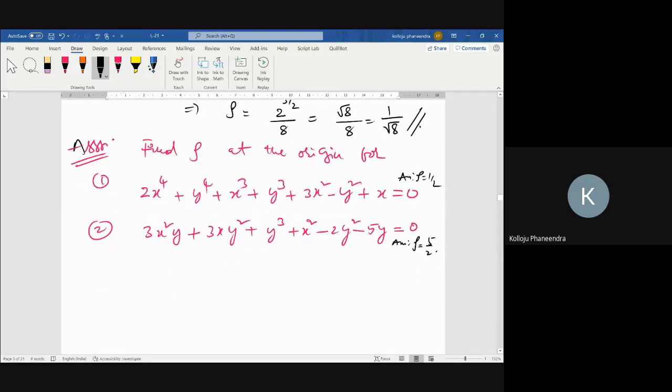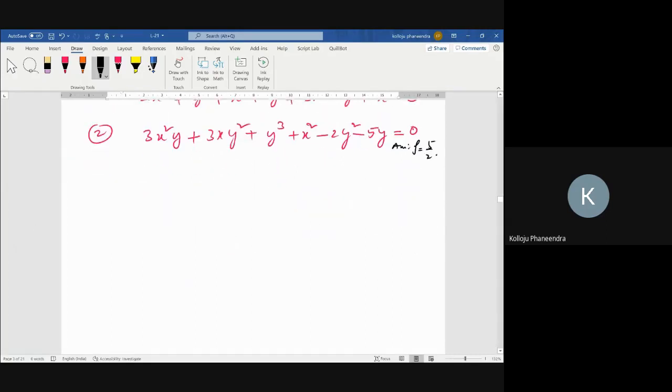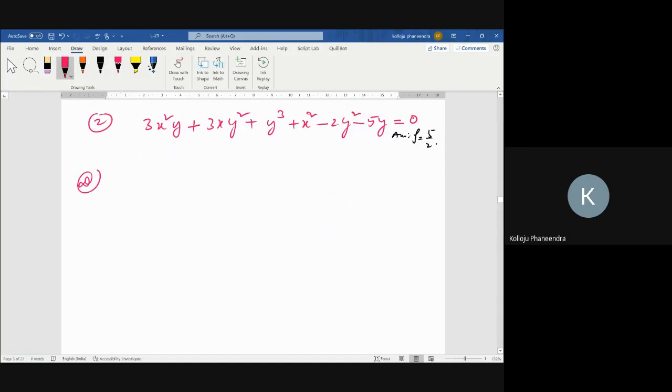And next one, in polar coordinates. Okay, let me solve one problem in polar coordinates. Already we did parametric; now in polar coordinates, write this problem. Find the radius of curvature of the cardioid, C A R D I O I D. Cardioid: R equal to A into 1 minus cos theta.